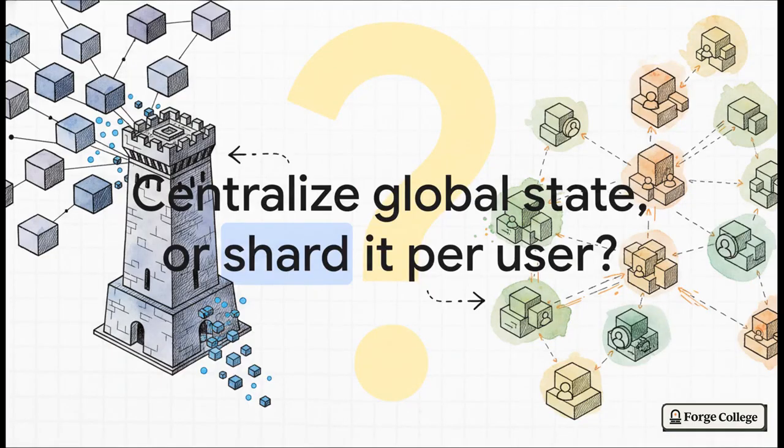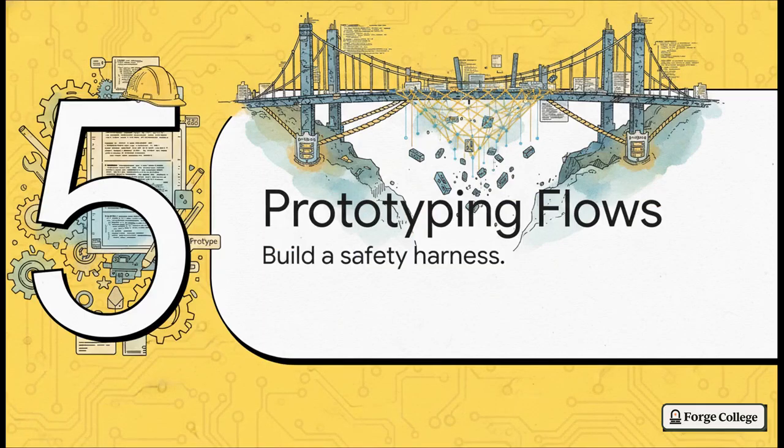And, well, this brings up a fascinating dilemma. Say your vesting schedule references a piece of global state, right? Like a dynamic whitelist. What do you do? Do you centralize that data into one account and risk creating a massive bottleneck? Or do you shard it per user to reduce rent and drastically improve parallel processing? This right here is the exact type of operational trade-off your checklist forces you to document, decide on, and ultimately validate through rigorous performance testing. Section 5. Prototyping critical flows, building your safety harness.